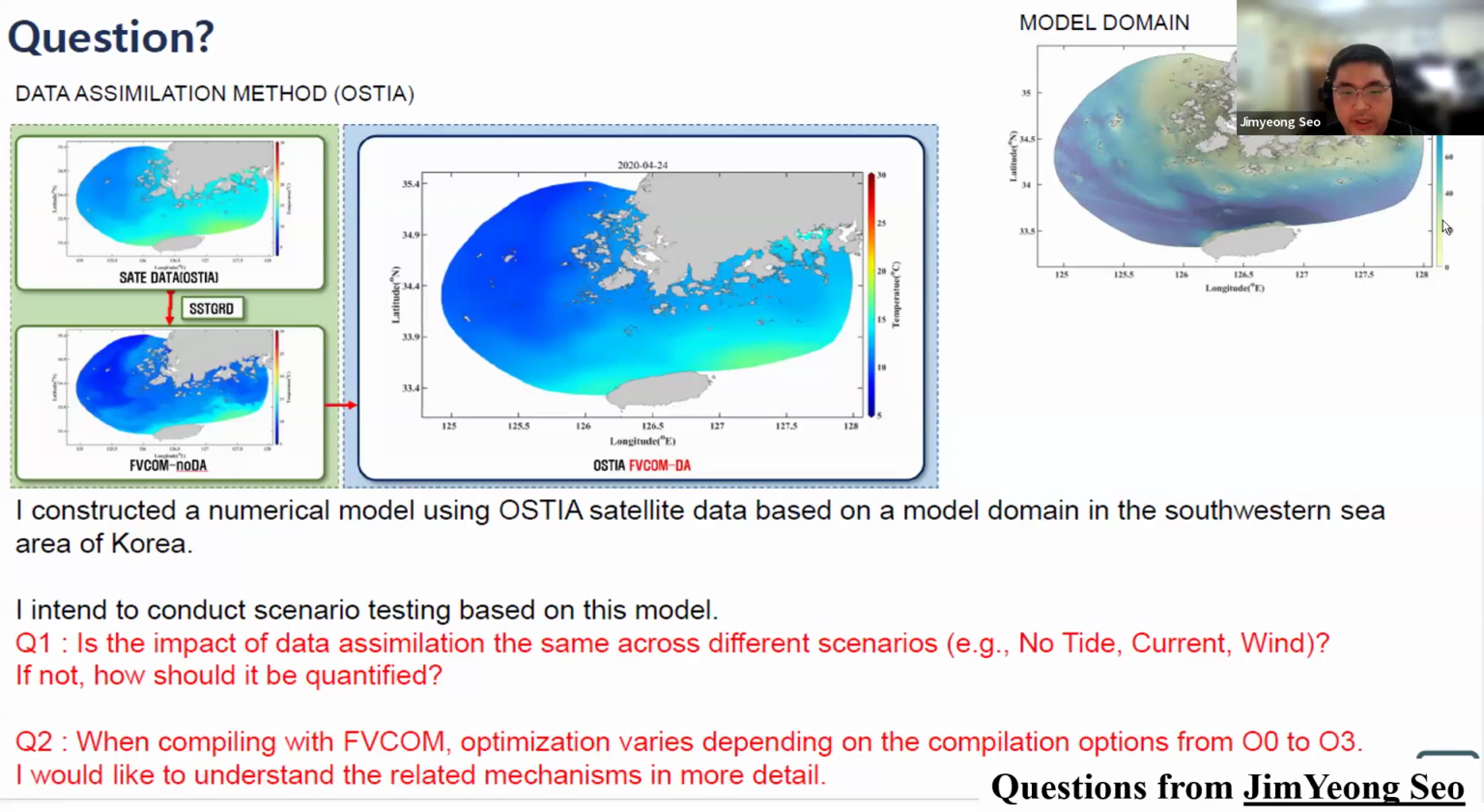And the second question is, when we compile FVCOM, the compile option flag is O0 to O3, but I wonder how we can optimize FVCOM to make it faster. That is my second question.